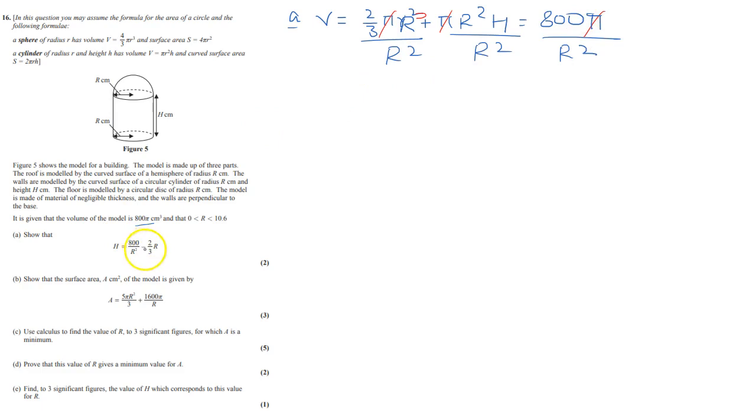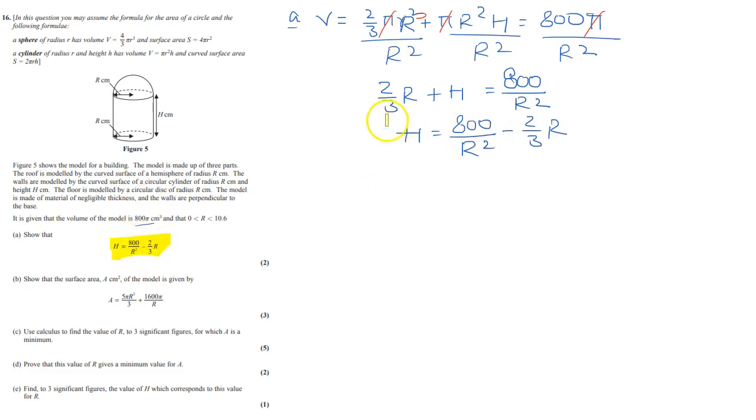Such questions you get a hint from what you have to show. So this is 2 over 3 r plus H is equal to 800 over r square. So H is equal to 800 over r square minus 2 over 3r, and that is what we are supposed to prove here. Now let's talk about the surface area, part B.